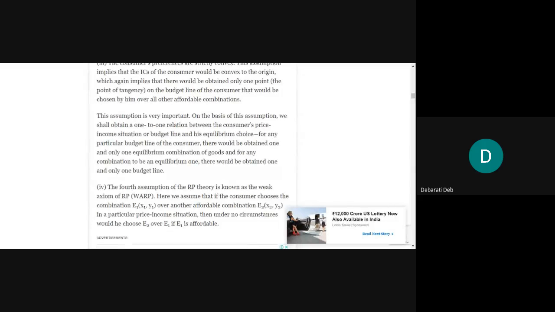Otherwise, we will not be able to prove, or apply, this revealed preference theory. So what is this paragraph saying? This is saying that for any particular budget line of the consumer, there is only one equilibrium combination of goods, and for any combination to become an equilibrium one, there would be only one budget line.